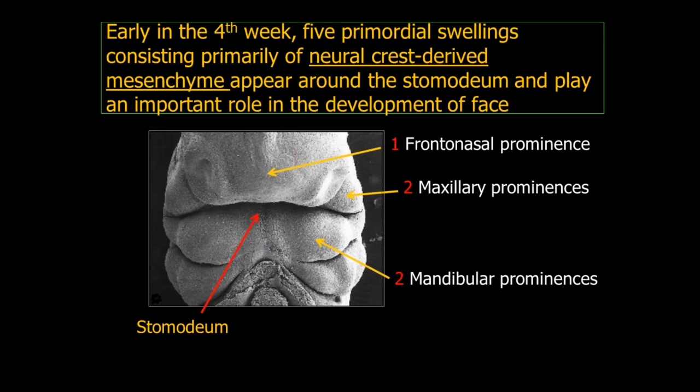Early in the 4th week, you will appreciate 5 primordial swellings surrounding the stomatodeum. All the swellings consist of neural crest derived mesenchyme: 1 frontonasal swelling, 2 maxillary swellings, and 2 mandibular prominences or mandibular swellings. And this is your stomatodeum, which is your future mouth.